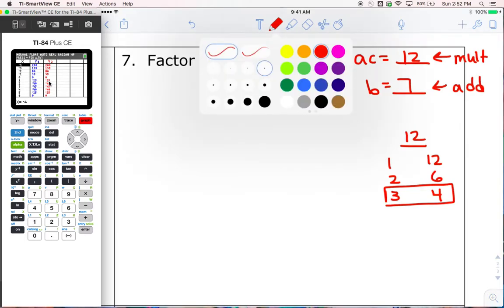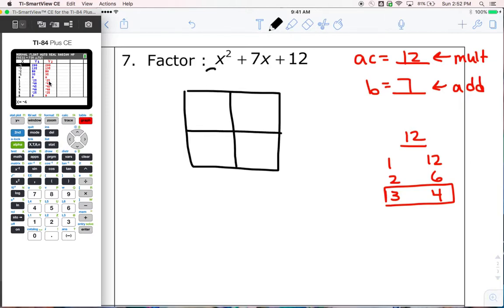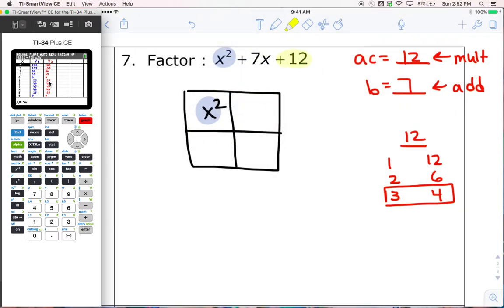And so here's where the new method comes in. We're going to draw a box, and we don't know the outsides like we usually do, right? Like I don't know what goes in parentheses because I don't have parentheses. But I know where some of the stuff goes in the box. I know the x squared term is going to end up here, right? And I know that the constant term, the 12, is going to end up in this spot right here. So I'm going to put those in.